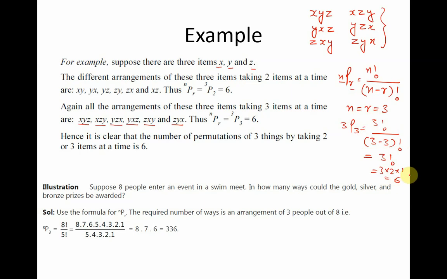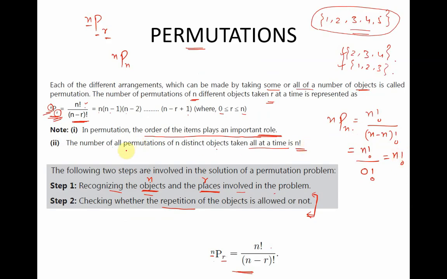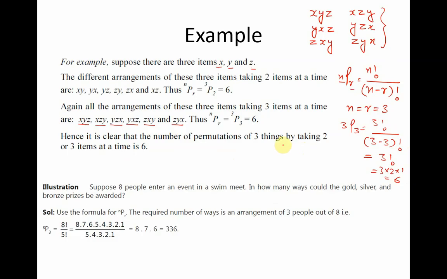which is equal to 6. Remember, we showed earlier that the number of permutations of n distinct objects taken all at a time is n factorial. So we could have directly written, if I am taking all three items at the same time, then the number of permutations is 3 factorial, that is equal to 6.